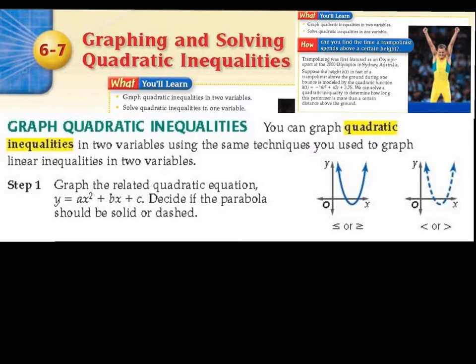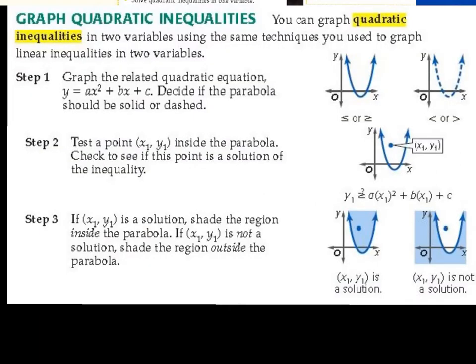You can graph quadratic inequalities in two variables using the same techniques used to graph linear inequalities in two variables. First, graph the related quadratic equation y equals ax squared plus bx plus c. Decide if the parabola should be solid, because the inequality has an equals, or dashed. For step 2, they say test a point x sub 1, y sub 1 inside the parabola. Check to see if this point is a solution of the inequality.